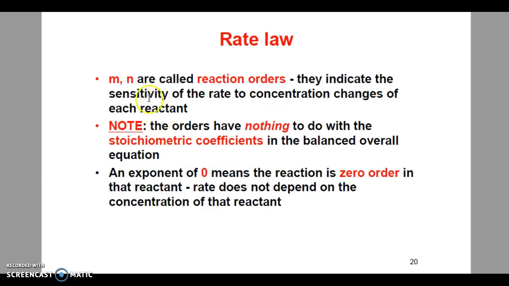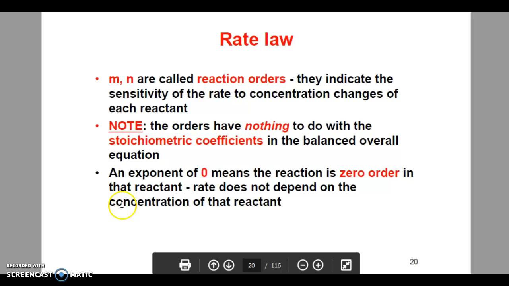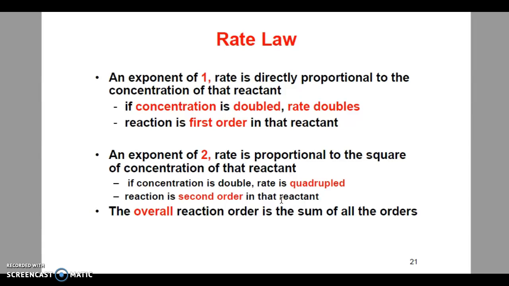Rate law. m and n are called reaction orders. They indicate the sensitivity of rate to concentration changes of each reactant. An exponent of 0 means the reaction is zero order in that reactant; the rate does not depend on the concentration of that reactant. An exponent of 1 means the rate is directly proportional to the concentration of that reactant. If concentration is doubled, rate also doubles. That is, the reaction is first order in that reactant.